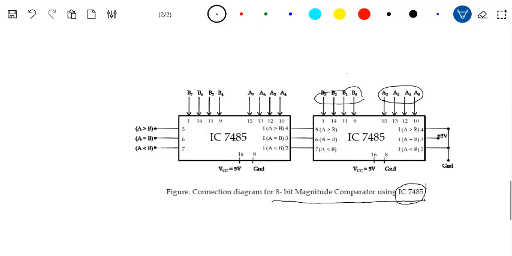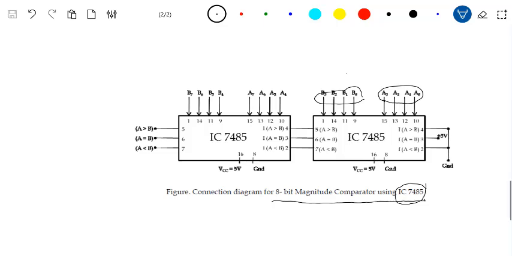Likewise, it has four comparing inputs. In addition to that, it has cascading inputs. The use of the cascading input is that if you want to compare n bits, this for example is an 8-bit comparator. If you want to extend the 7485 IC to n-bit comparison, then with the help of these cascading inputs only it will be achieved, right?